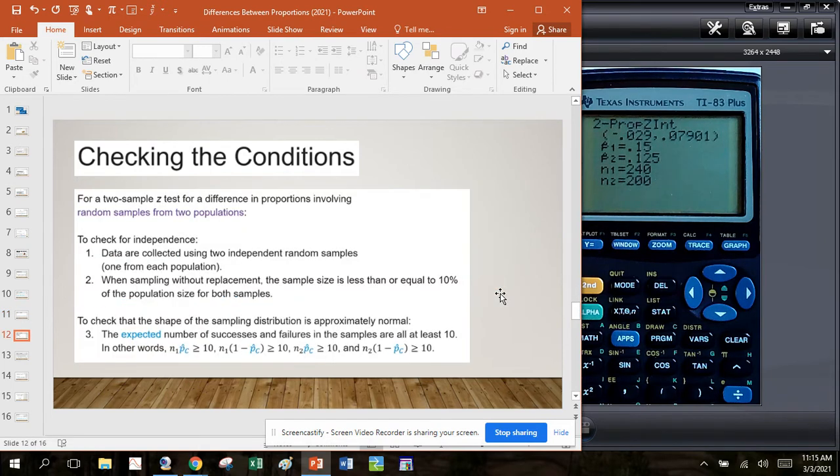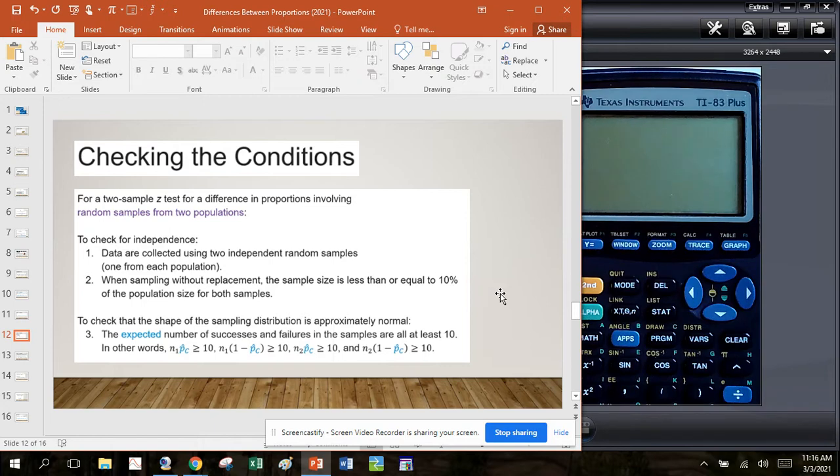Okay, so now we're ready to carry out our test. Again, just like before, we're always going to check our conditions: random, independence, and also large counts for a normal distribution. So obviously for the random condition, in this particular case, we're randomly allocating our subjects to the two different groups. That sounds stupid, but you know what I mean. We have two groups that the subjects were randomly assigned to.